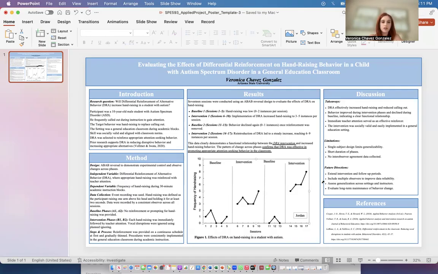In the second baseline phase, sessions 11 to 13, when reinforcement was removed once again, hand raising declined, as we can see in the graph, to 0 to 2 instances per session. Finally, once we entered the second intervention phase, sessions 14 to 17, hand raising increased to 6 to 9 instances per session. This pattern of behavior change clearly demonstrated a functional relationship between DRA and the increased hand raising. Hence, the results support how effective DRA is in promoting socially appropriate attention-seeking behavior in students with autism.